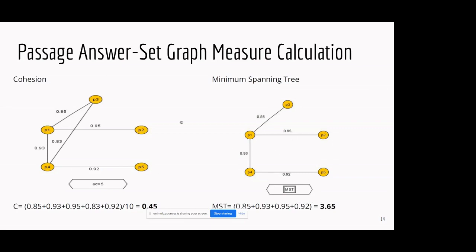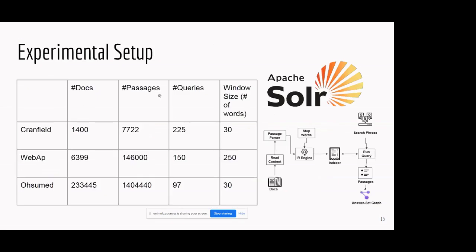For the experimental setup, we used different types of test collections: Cranfield, WebAP, and Ohsumed. This is our initial work, and we took these 3 different types of test collections because I think one is really small.